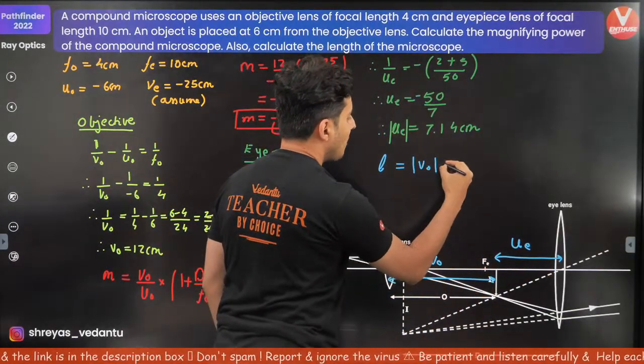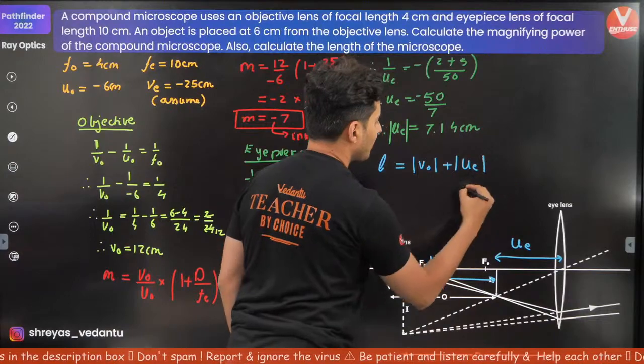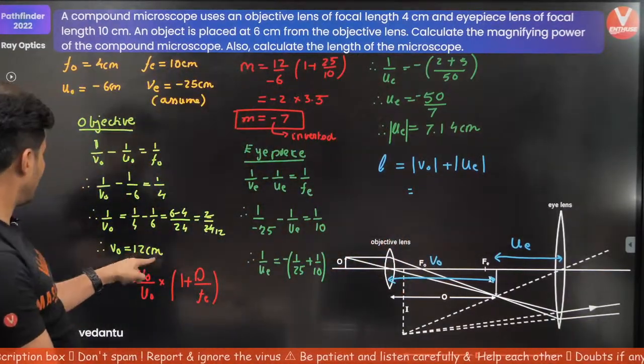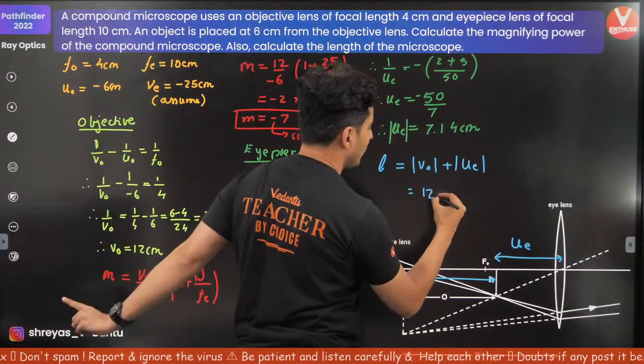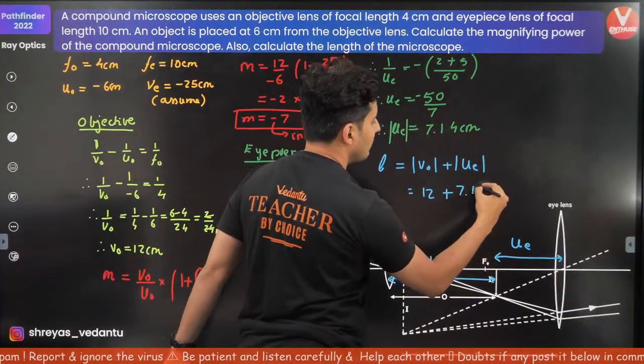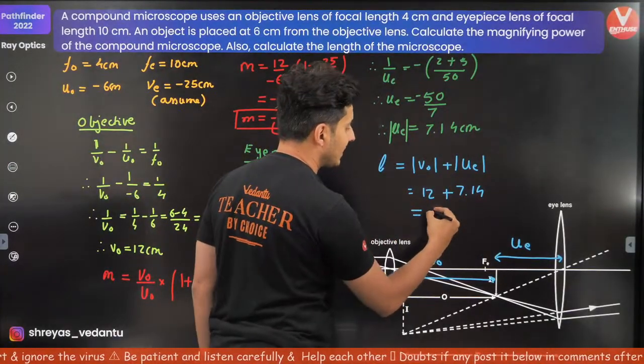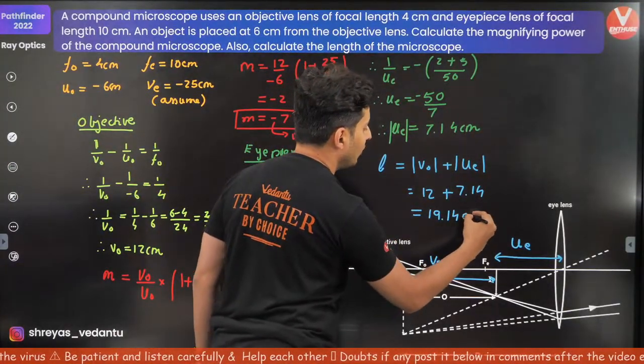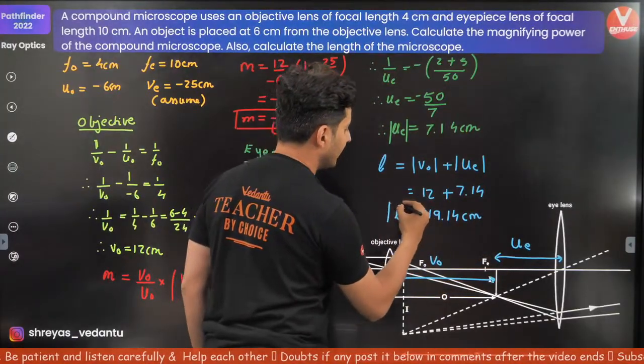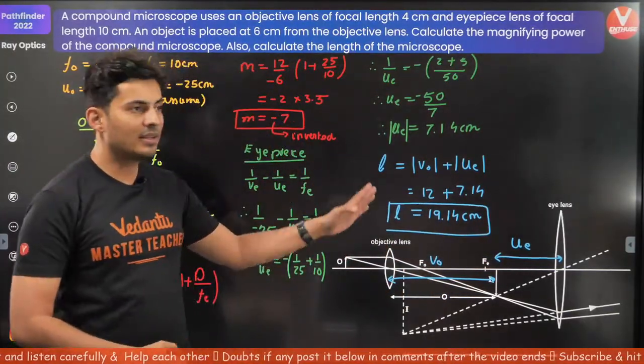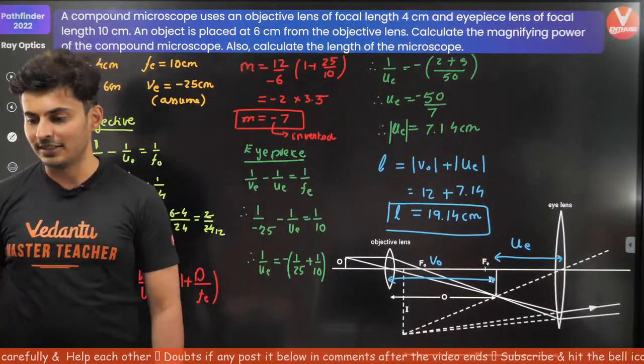So VO plus UE. So what is VO? VO is 12. I just got it here. It is 12. UE is 7.14. So what will be the final answer? It will be 19.14 centimeters. So that's the length. After solving this question, you will never face any difficulty.